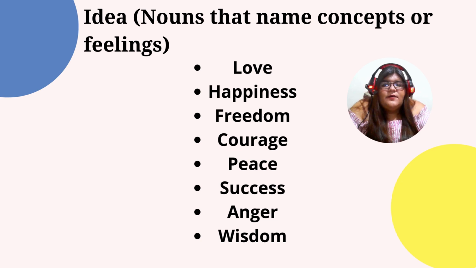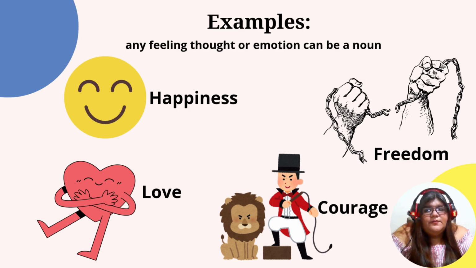Then we have, for example, idea, nouns that name concepts or feelings. For example, love. This can also be an emotion, right? Happiness, freedom, courage, peace, success, anger, and wisdom. Let's look at more examples. We have here any feeling, thought, or emotion can be a noun. For example, happiness, love, courage, and freedom.